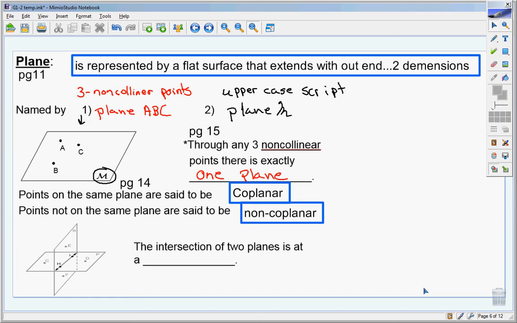And you don't need to draw this little picture that's down here. Some of the values might even be hard to see on this screen. But it is a representation of what two planes look like when they intersect. And you can see their intersection is here. And the intersection of two planes is always a line.